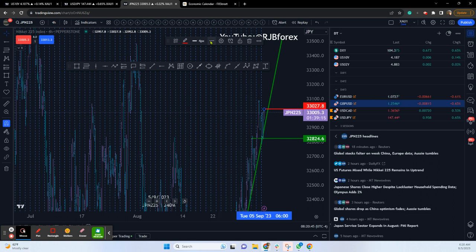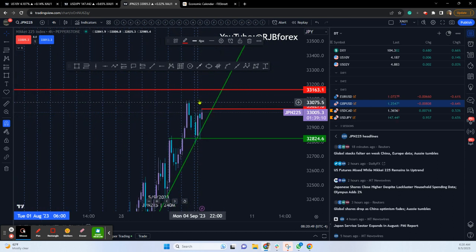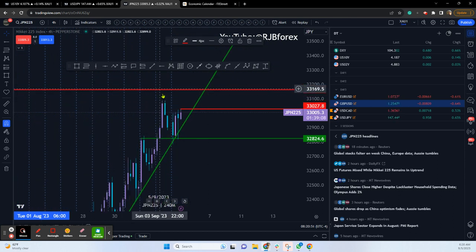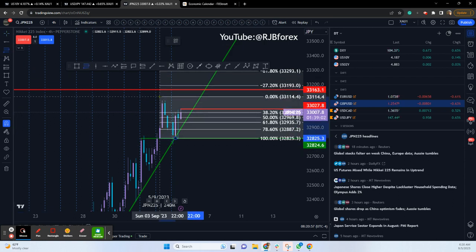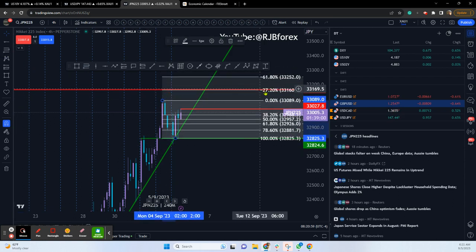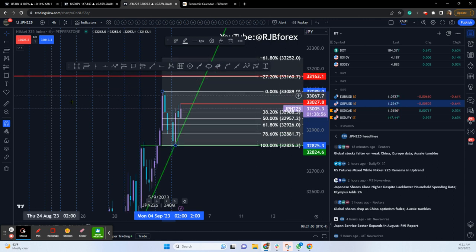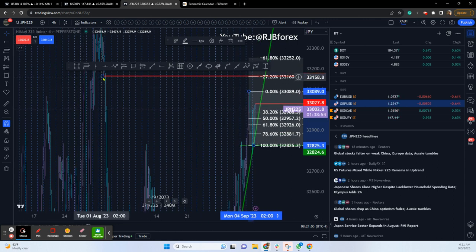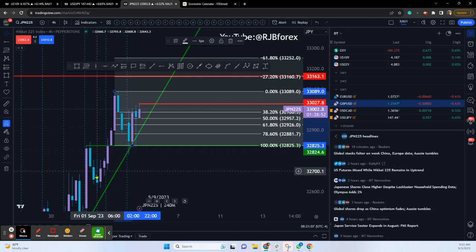Resistance up here. So we've got this correction, bullish impulse. If I measure the correction, the minus 272 marries up pretty neatly with that potential resistance. So impulse, correction, continuation to the upside perhaps.